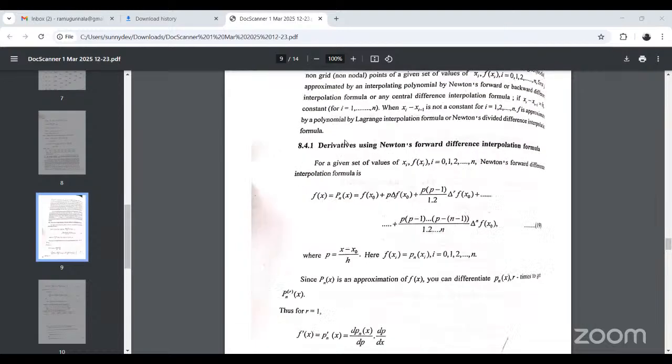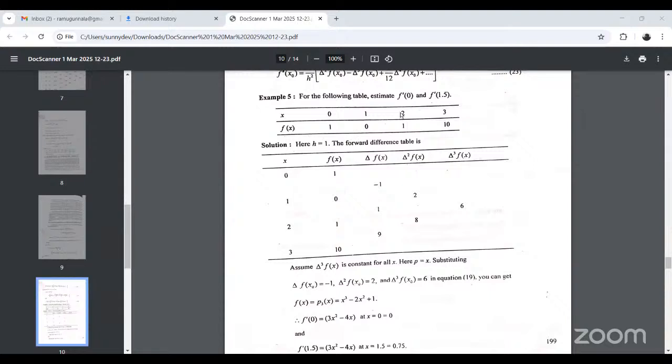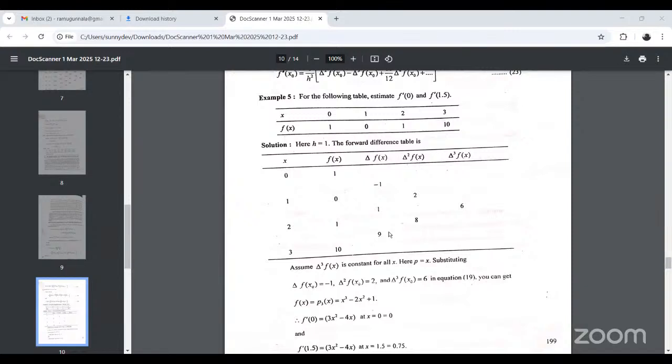See one example problem. From the following table, we need to estimate f dash of 0 and f dash of 1.5. Okay, see, first we construct one polynomial function. Then from the polynomial function, we can find f dash of 0 and f dash of 1.5. So those values we can find from there.